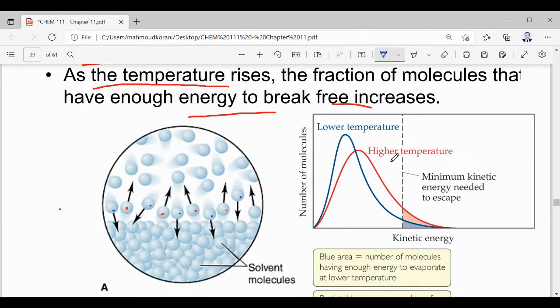Increasing the temperature will increase the number of molecules that escape to the space. If you look at the blue curve, the y-axis is the number of molecules, and the x-axis is the kinetic energy. Suppose this is the minimum kinetic energy needed to escape.